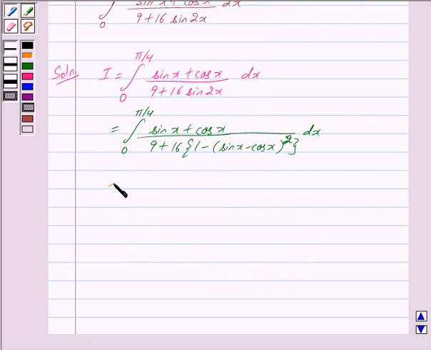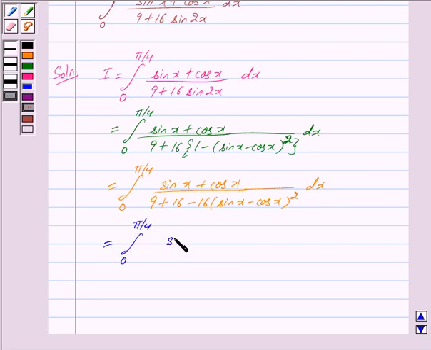This is equal to the integral from 0 to pi by 4 of (sin x plus cos x) upon (9 plus 16 minus 16 into (sin x minus cos x) whole square) dx, right? Which is further equal to the integral from 0 to pi by 4 of (sin x plus cos x) upon (25 minus 16 into (sin x minus cos x) whole square) dx, since 9 plus 16 is equal to 25.